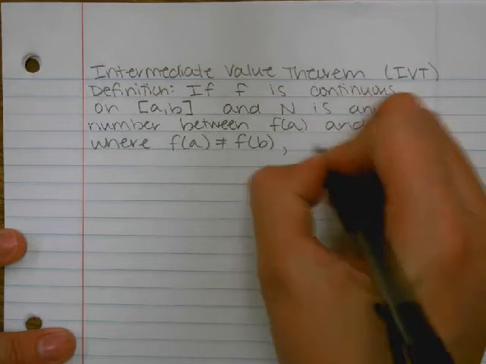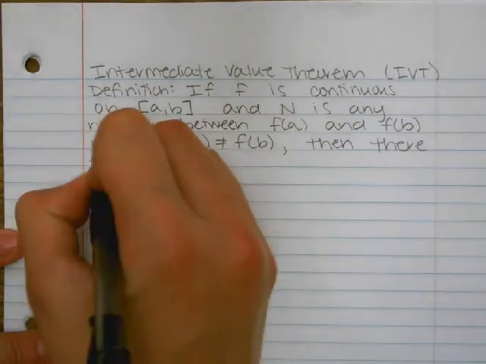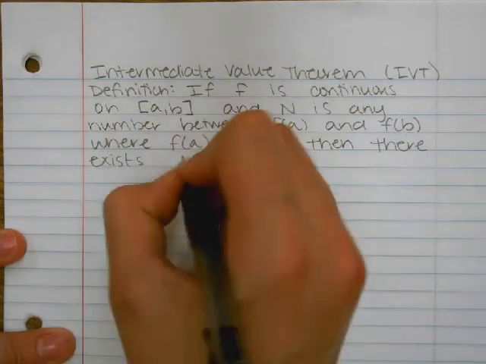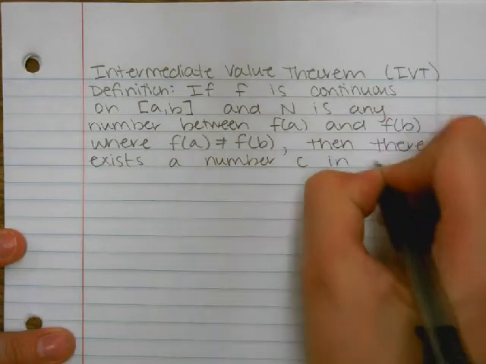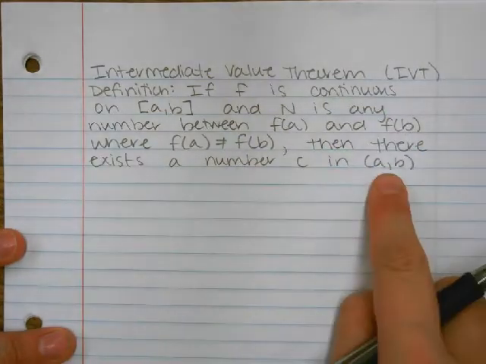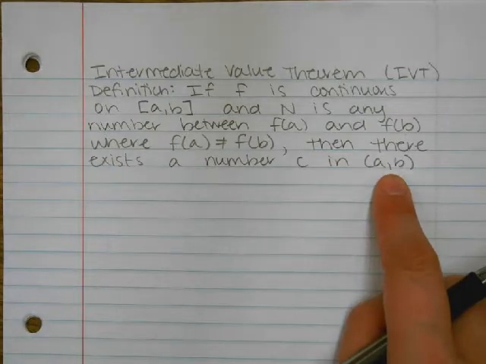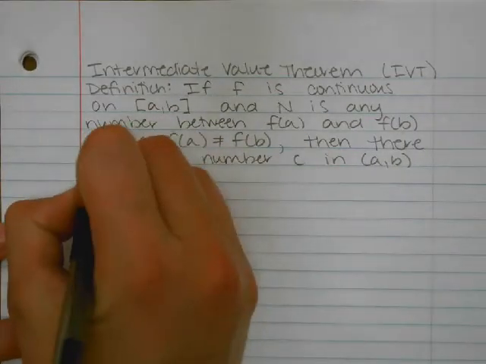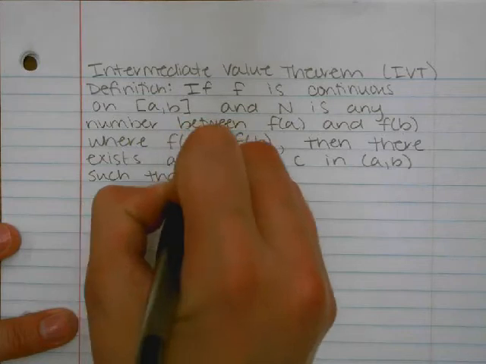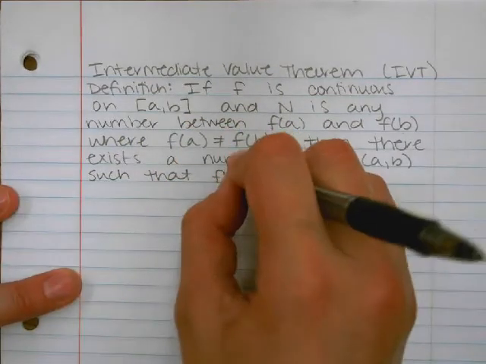Then there exists a number c in (a, b). So now we're saying it's inside of (a, b), so it can be between the numbers a and b, but it cannot include those. So c and a can't be the same number, and c and b can't be the same number, it has to be between them, such that f of c equals n.